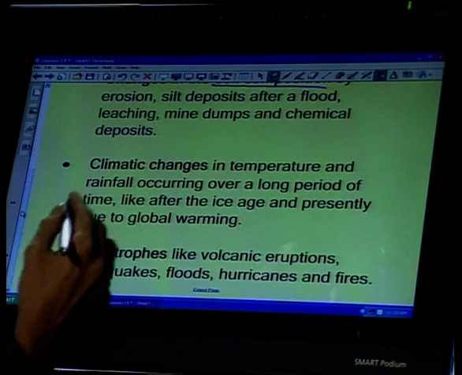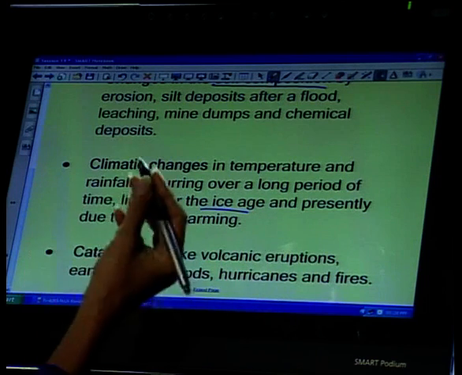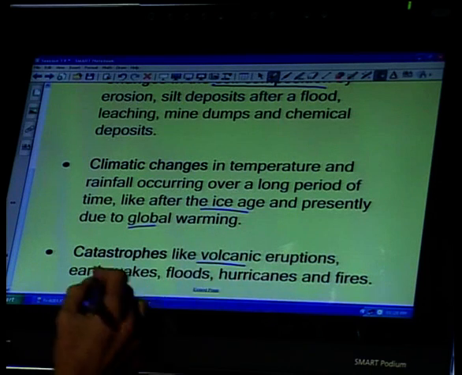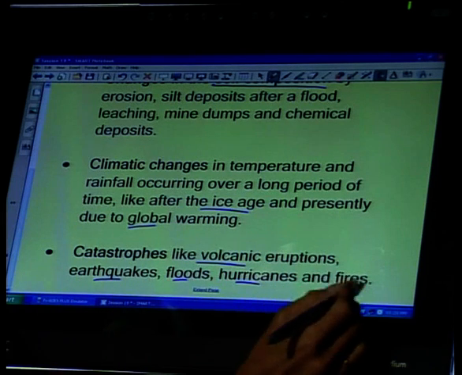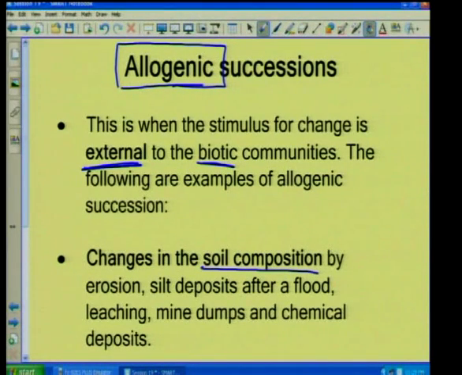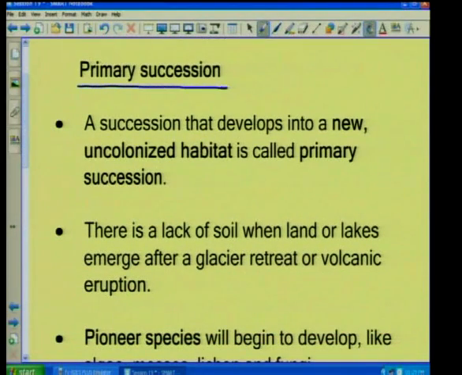Climate changes in temperature and rainfall over long periods of time. For example, during the Ice Age, and what we have now, global warming. We've got catastrophes like volcanic eruptions and earthquakes and floods and hurricanes and fires. All of those catastrophes are going to affect the succession. And because they are from outside, they are going to be allogenic successions. Autogenic successions are because of the plants themselves. Okay, it occurs naturally.